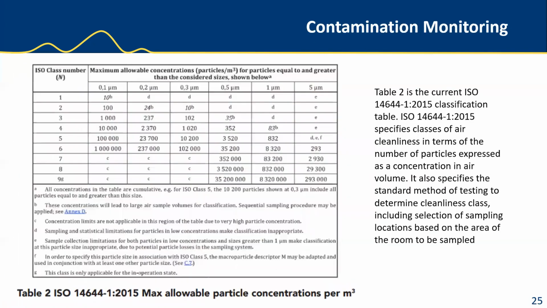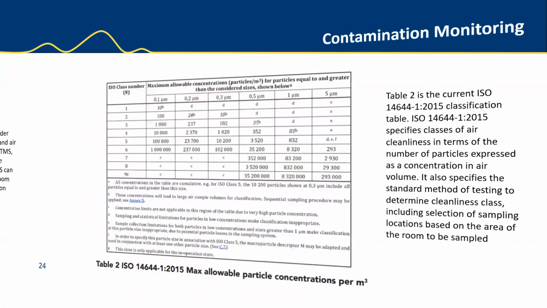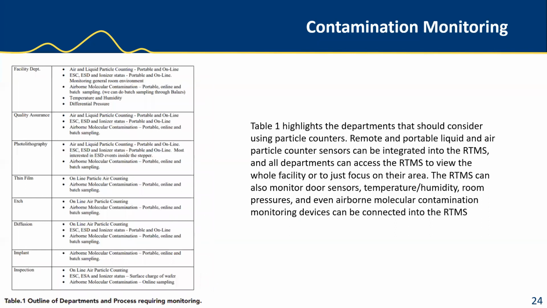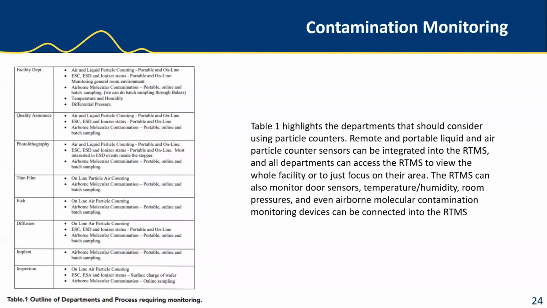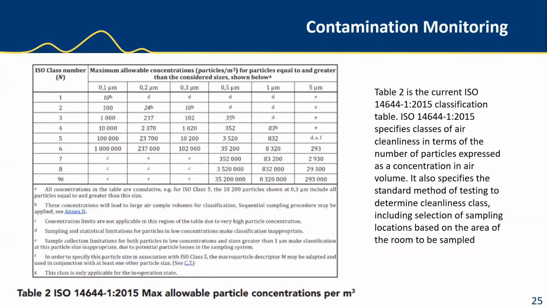So Table 1 identifies the different processes and the level of monitoring that we just looked at here. We can quickly just go back over that. The facility department, quality assurance, photolithography, thin film, etch, diffusion, implant, inspection, they all have different needs. And you can see to the right of that table all of the different types of monitoring that you can apply to these areas. So it's a good guideline to give you a head start of what to monitor in which location, in which department. Now, as I said, this table identifies different levels of monitoring.